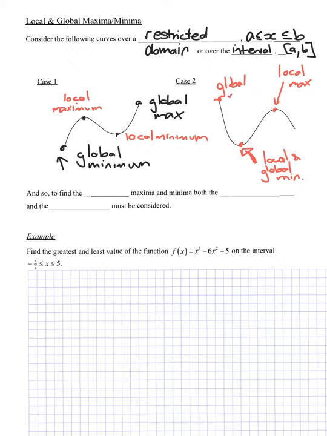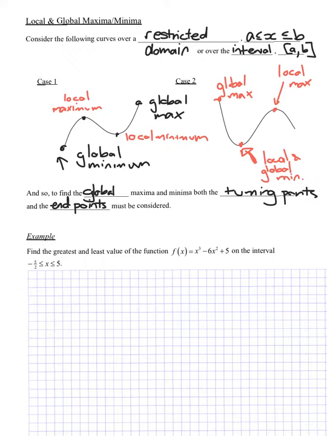All right? So if you're being asked to find the greatest and least values of the function, or the global minimums and maximums, what you have to make sure you do is consider both the turning points and the endpoints, because sometimes the endpoints will be global. So in order to find the global maximum and minimum, both the turning points and the endpoints must be considered.